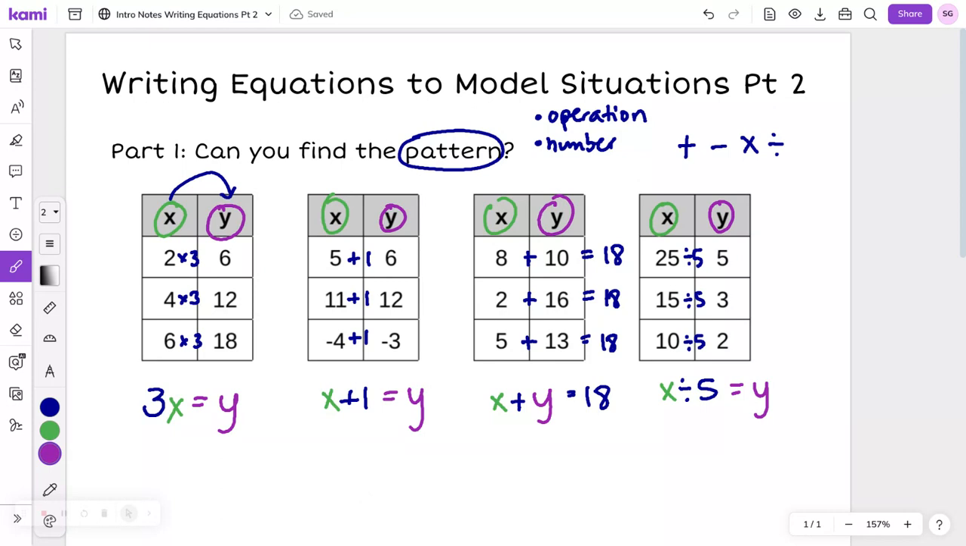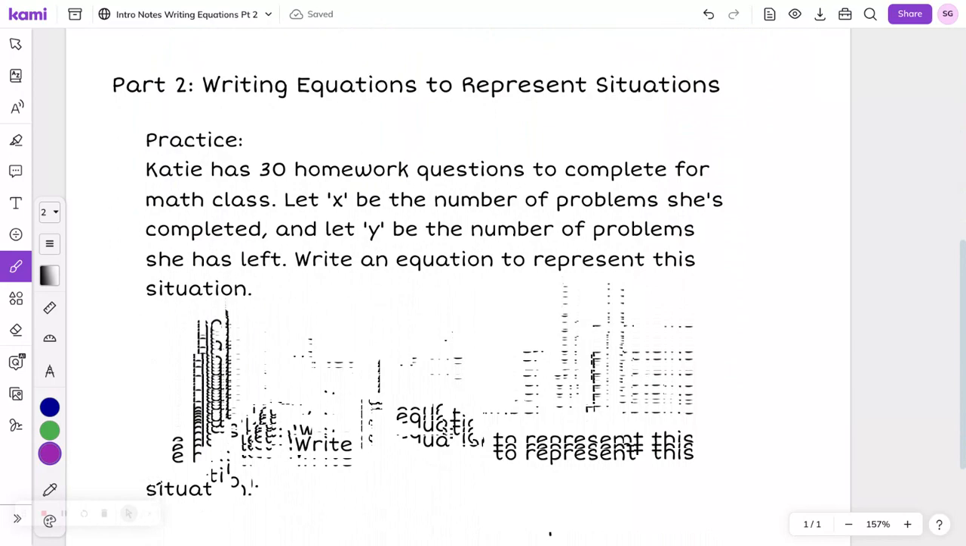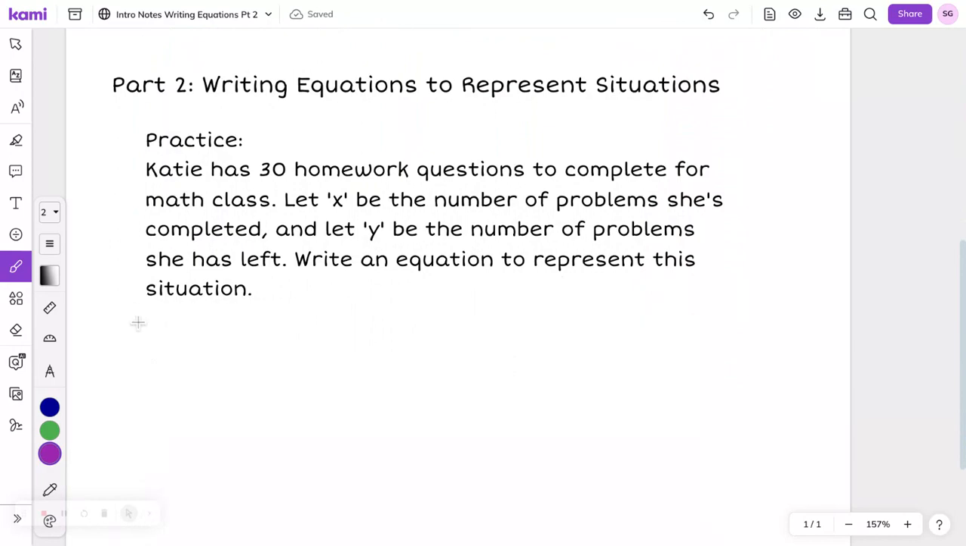The final part of this video is giving you one example of what we're going to be doing. This right here is a story, and we're going to use a table to help us represent the story with an equation. The story says, Katie has 30 homework questions to complete before her math class. Let x be the number of problems she's completed. Y is going to be the number of problems she has left.